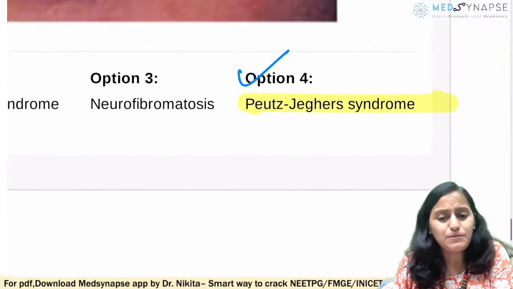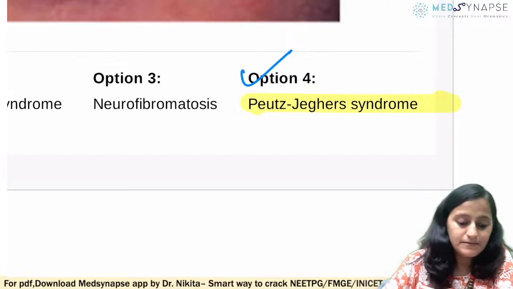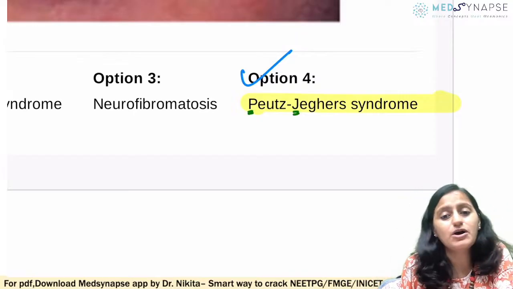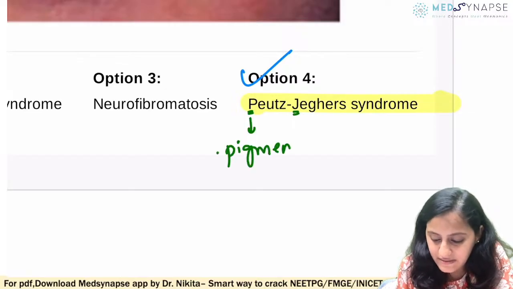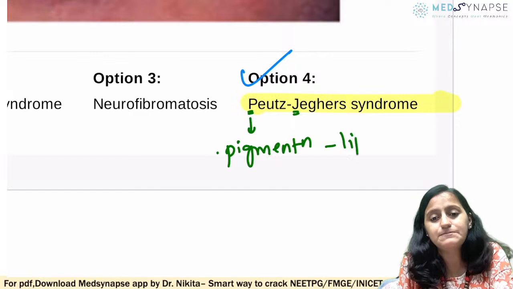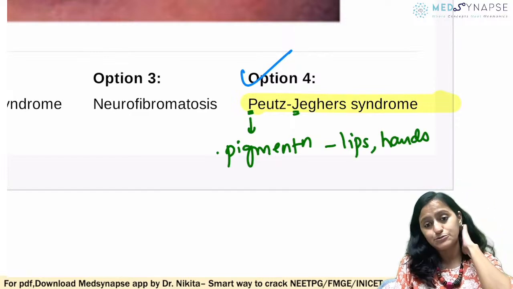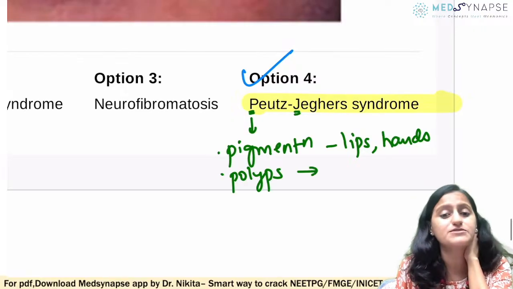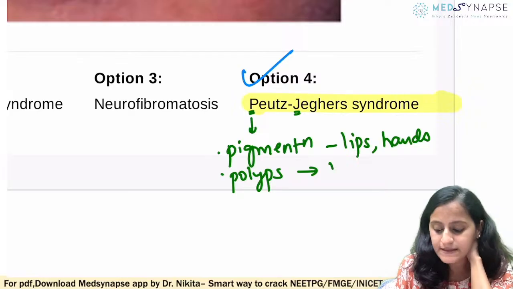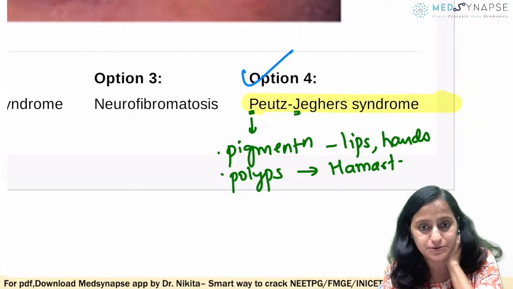How do we remember Peutz-Jeghers syndrome? Remember the short mnemonic. Peutz-Jeghers syndrome. What is the mnemonic? P for pigmentation. Pigmentation of the lips, the extremities, hands, palms, genitalia is what you have. P for polyps. What kind of polyps do you get in Peutz-Jeghers syndrome? It is hamartomatous polyps that you get in Peutz-Jeghers syndrome.